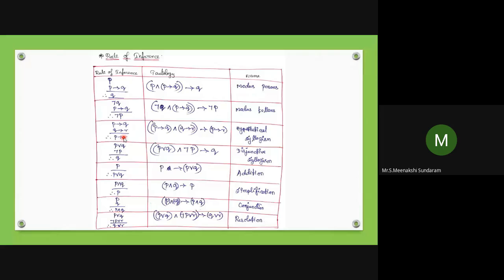Try to know the names of the laws. Suppose you don't know the name of the law, you can leave it, no problem. Only the final answer we are expecting. So try to conclude the final step, it is very important. The exact answers we need.